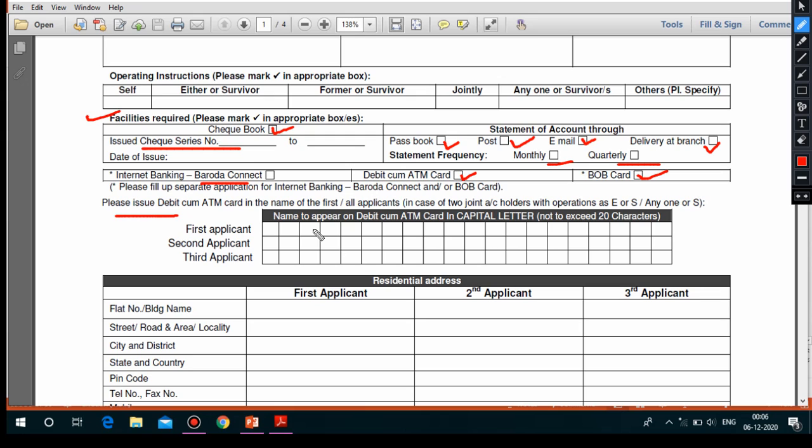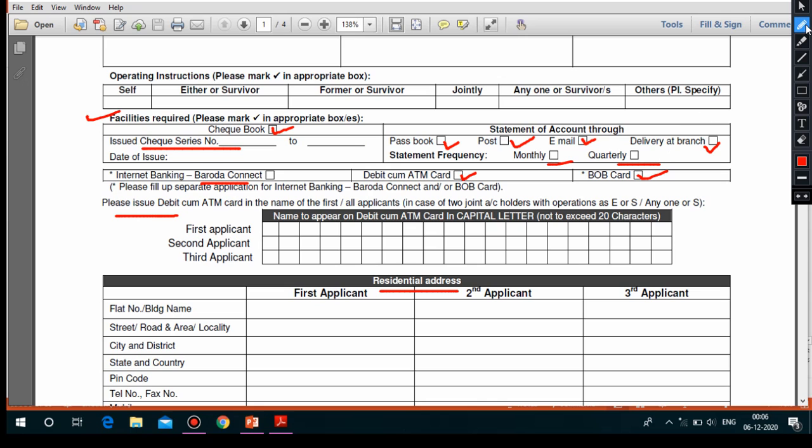There is no difference between personalized and non-personalized. The functions and the facilities will be the same. Personalized just means your name is printed on the debit card, and non-personalized means your name is not printed on the debit card, but you can use the debit card to operate your account.